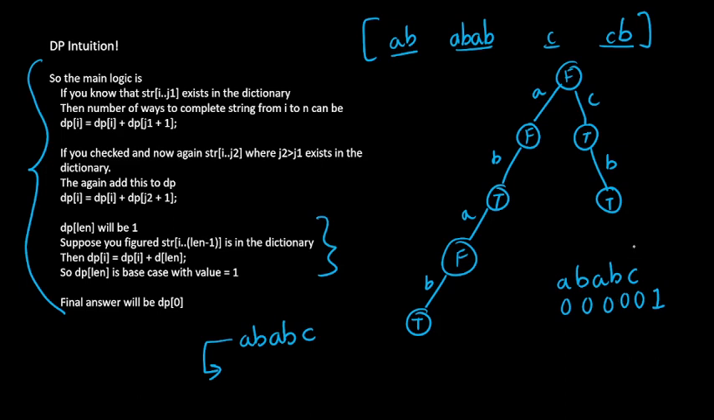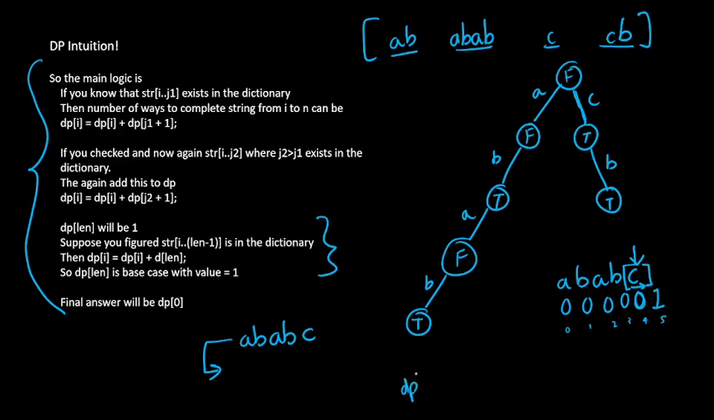So I'll be starting from behind, from C. Now I have C, so I will check, do I have this thing in the dictionary? How will I check that? I will just go to the root. I have a C. Is that true? Yes, so it means this part is available. This part is in the string. So your answer for this one becomes, let's just mark this. This is the index 0, 1, 2, 3, 4, 5.